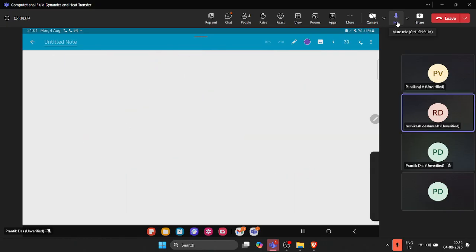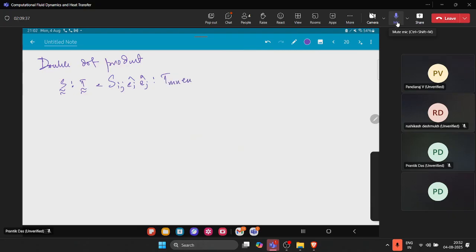Okay. So there is another thing which is called the double dot product. Let me do it. So double dot product is double dot of S_mn e_m e_n, or S_ij. Let me write A_ij e_i cap e_j cap double dot e_m e_n cap e_n cap.